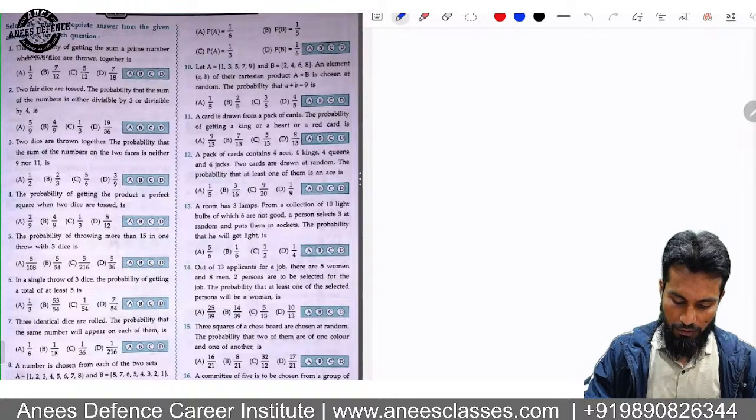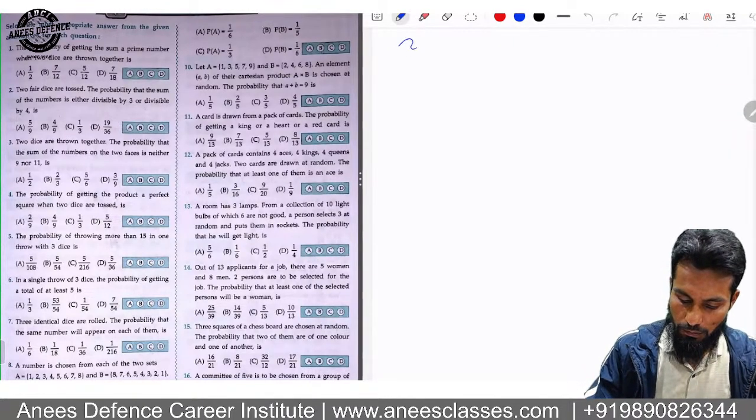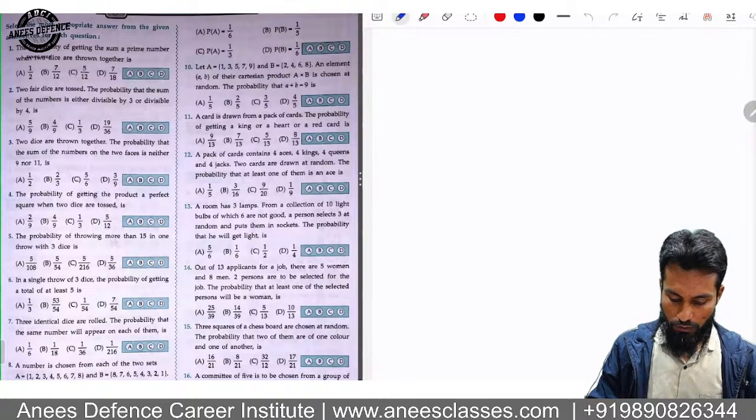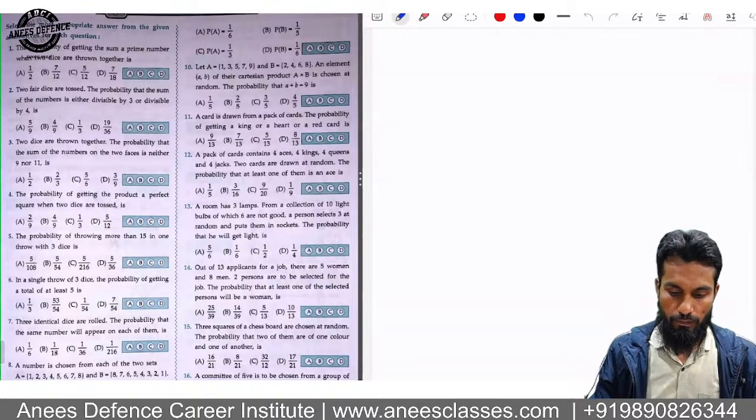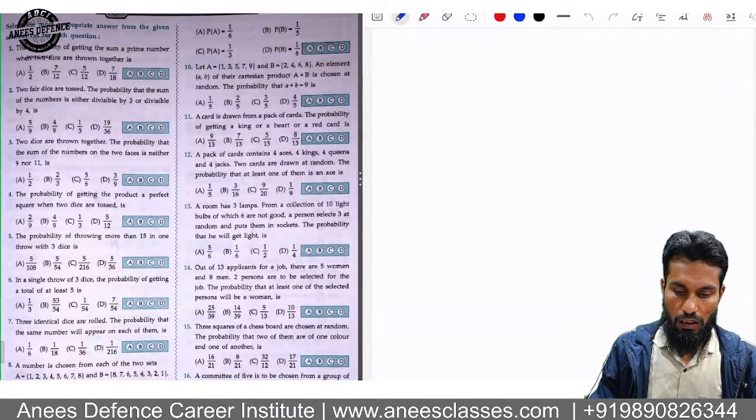I have already shared this PDF also. So you can see question number 11. We are starting with question number 11. First you go through it and see how you are going to solve it. Then accordingly we will discuss and solve each question. Read the question, see what data they have given and how you can apply the formula to solve this.